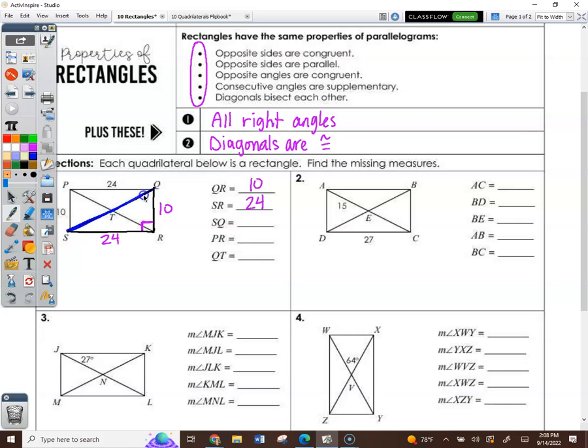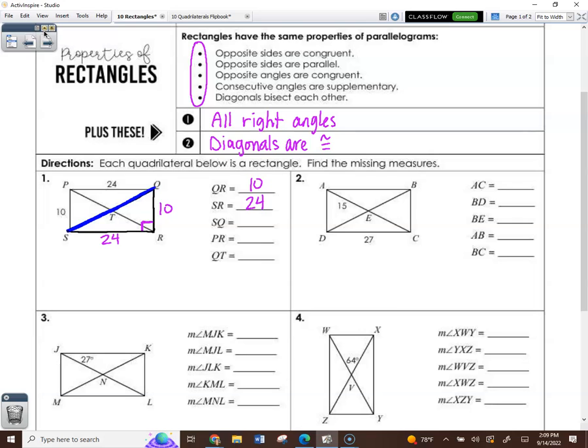Y'all should see where I'm going. I need to know the third side of a right triangle where I know 2 sides. What's it called? Pythagorean theorem. There it is. She shoots, she scores. Stay with me. A squared plus B squared equals C squared.